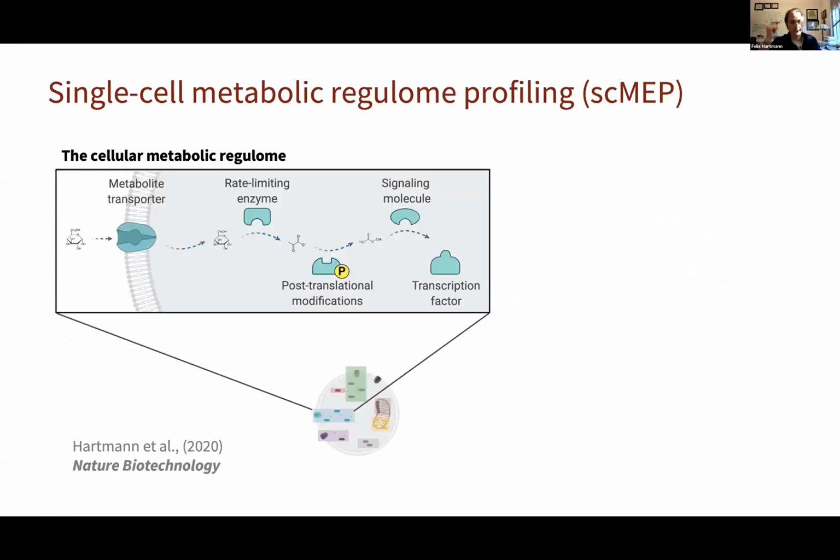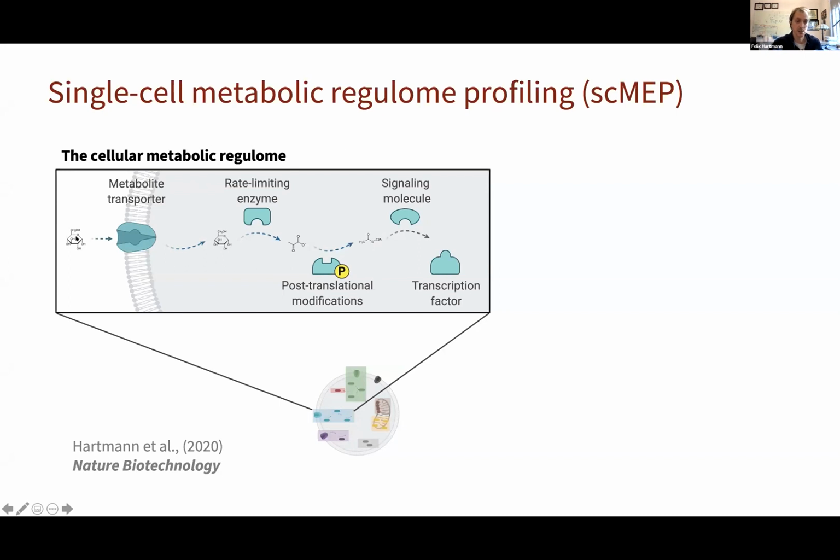So really, in order to address this, I've been working on this approach, which we now call single cell metabolic regulome profiling, or SCMEP for short. And the underlying idea here is that what we want to look at is the so-called cellular metabolic regulome. Now, what do I mean by that? If you take a given metabolic pathway, I want to look at all the things that really determine the metabolic flux through this pathway.